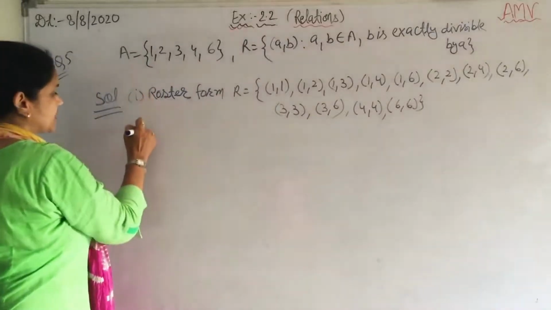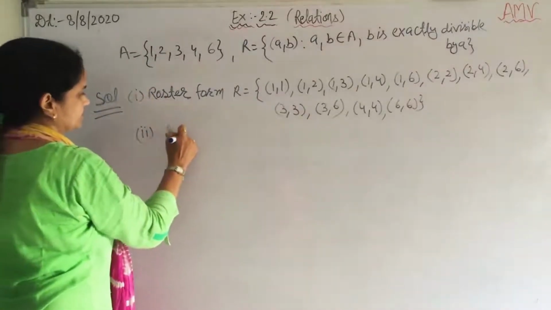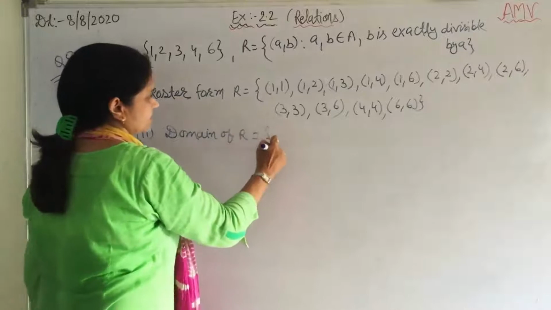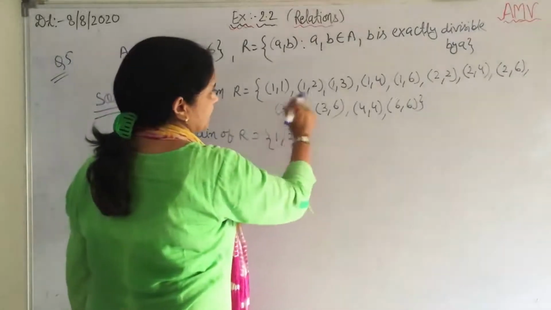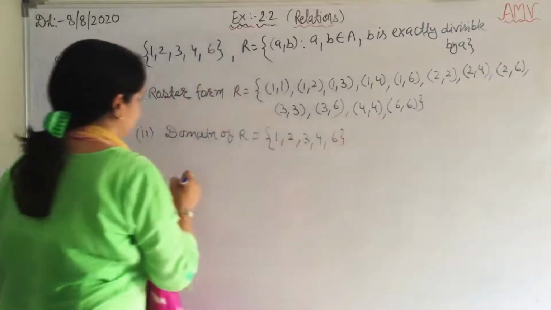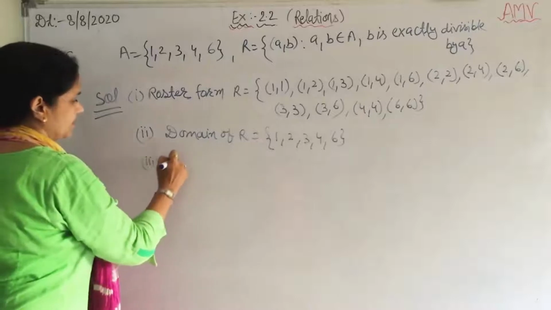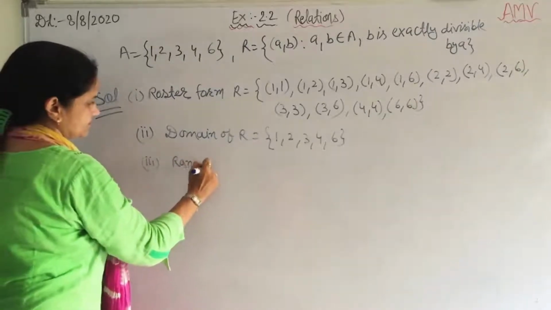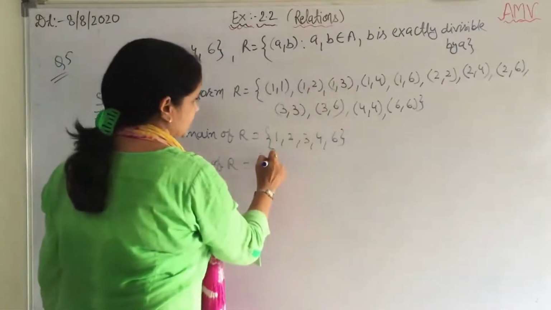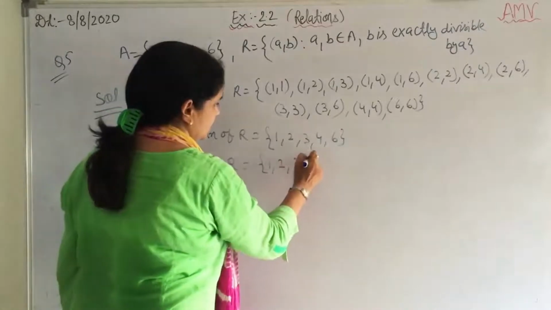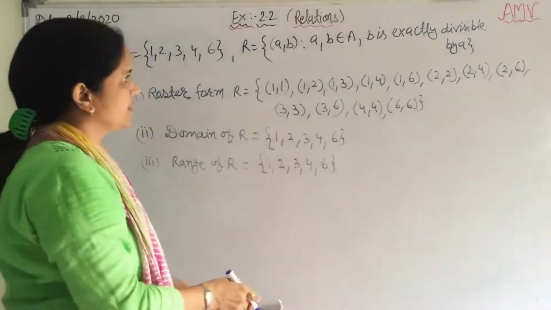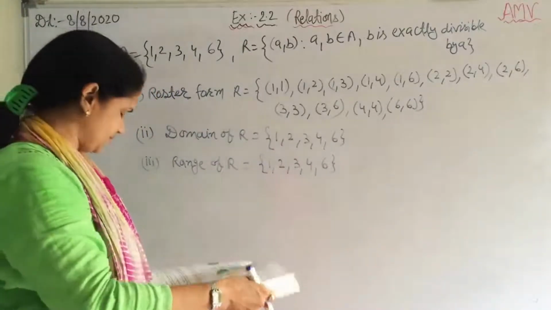It is the roster form of the relation. That is the first part. Second part, domain. Domain of R: write the first elements, so 1, 2, 3, 4 and 6 is the domain. Third part, write the range of R. Write the second elements of the relation, so 1, 2, 3, 4 and 6. Here range and domain are the same.